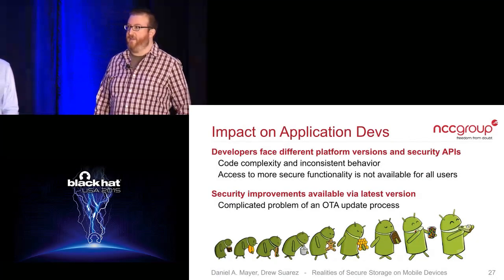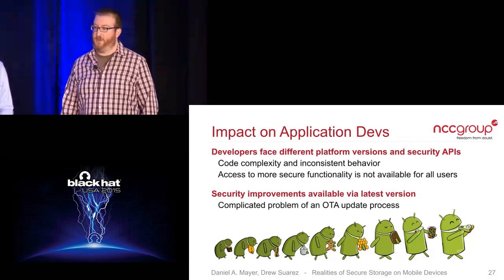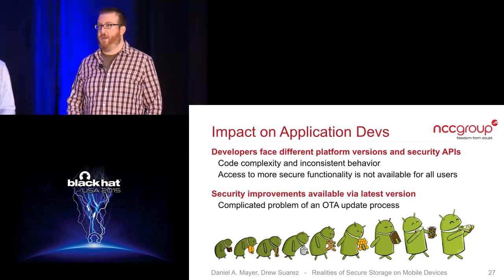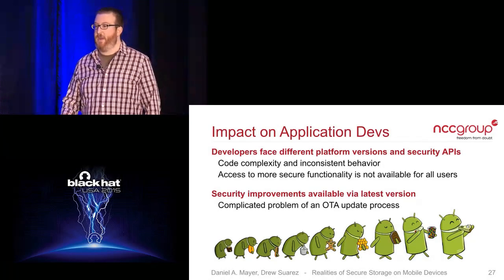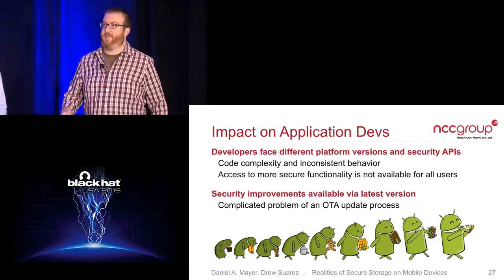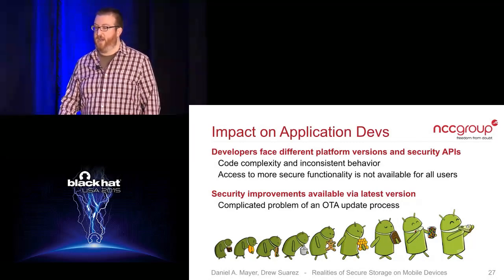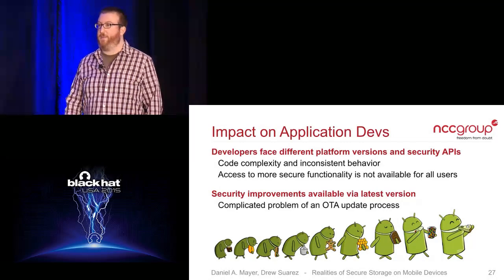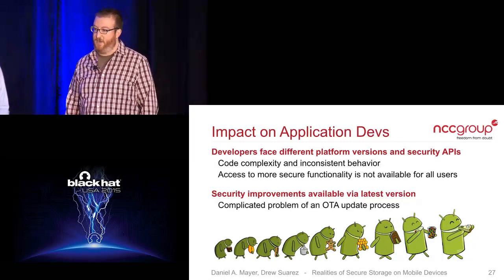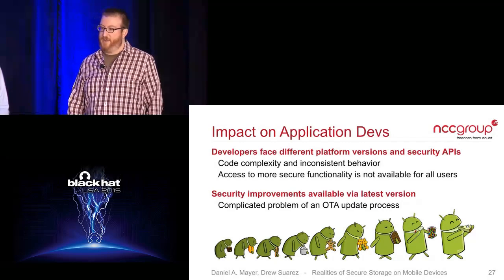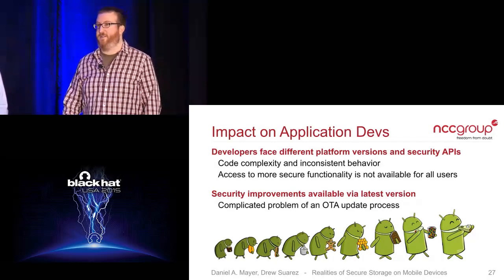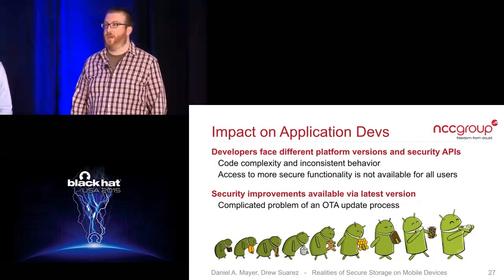It has a very large effect on application developers who want to make their application run on all versions of the platform, but can't guarantee that they have access to the security APIs and features that the newer versions have provided. So there's a code complexity problem in that you need to make decisions based on what version your application is running on. And as we mentioned, access to the most secure features is not always available for everyone.